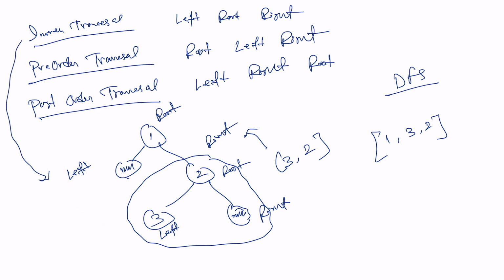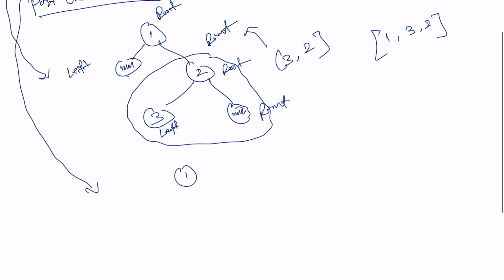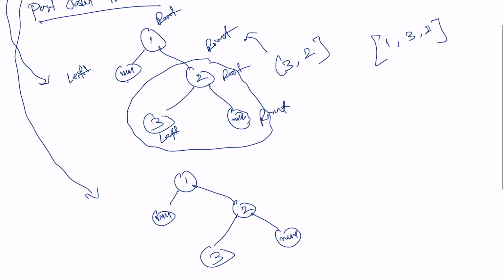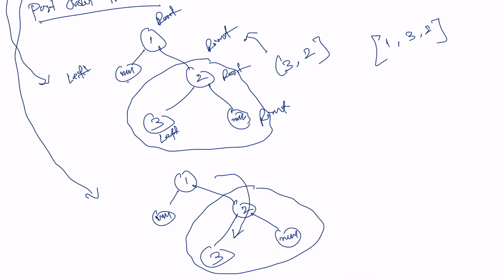Now let's try to understand pre-order traversal. Again let's take the same tree, 1, 2 and 3, and let's imagine this is null, this is null. Again we'll be taking DFS and going depth wise. Over here let's take this as a subtree. For this subtree, this is left, this is right, this is root.